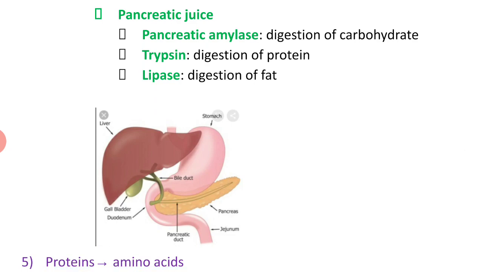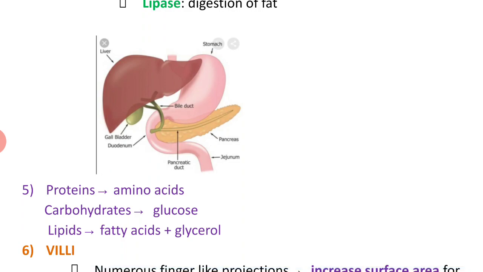The pancreatic juice contains three enzymes, namely pancreatic amylase, trypsin, and lipase. Earlier we had studied salivary amylase, which was for the digestion of carbohydrates and was present in the saliva. Over here this is pancreatic amylase. Again, the word amylase is there, so it will be for the digestion of carbohydrate. The second enzyme is trypsin. Trypsin is for the digestion of protein, and lipase is for the digestion of fat. So you can notice that lipase is the only enzyme secreted for the digestion of fat, and it is the sole enzyme responsible for the digestion of fat.